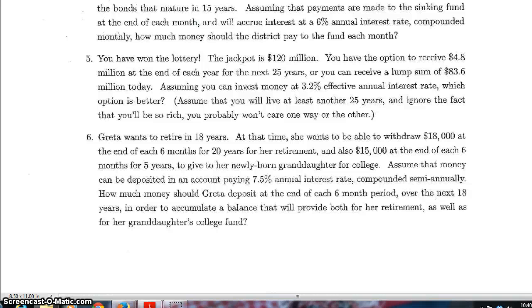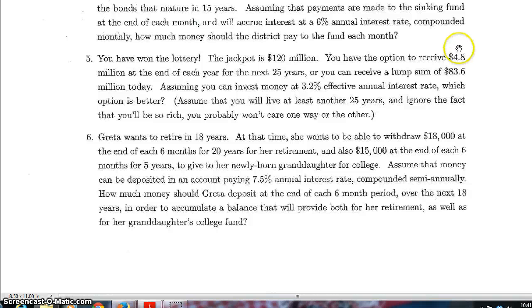So you have two options here. You have the option to receive 4.8 million at the end of each year for 25 years. So nominally, if you just multiply 4.8 times 25, that's 120 million. Or you can receive a lump sum of 83.6 million today. So a lot of people will say, well, I don't quite understand. They give it to you over the 25 years. Why? It's only fair to say, well, we'll give you the 120 million today. Well, if you understand time value of money, you understand why that's not fair.